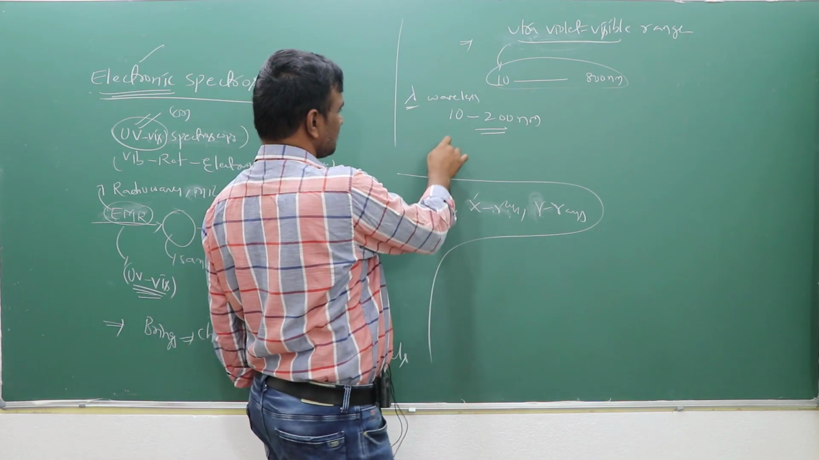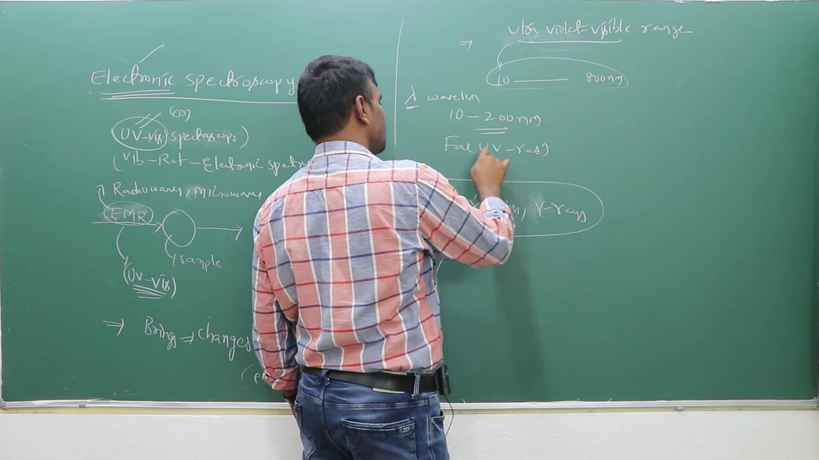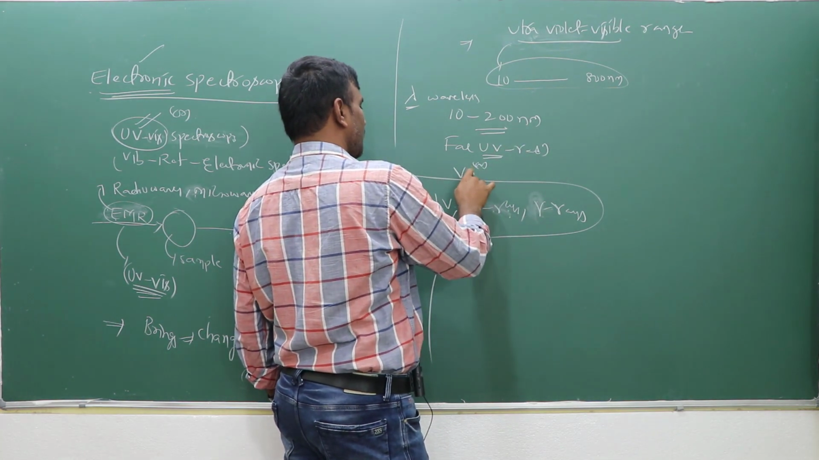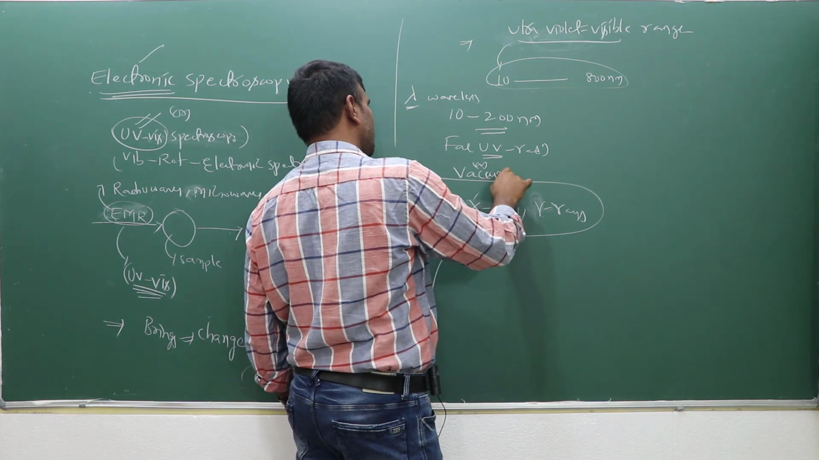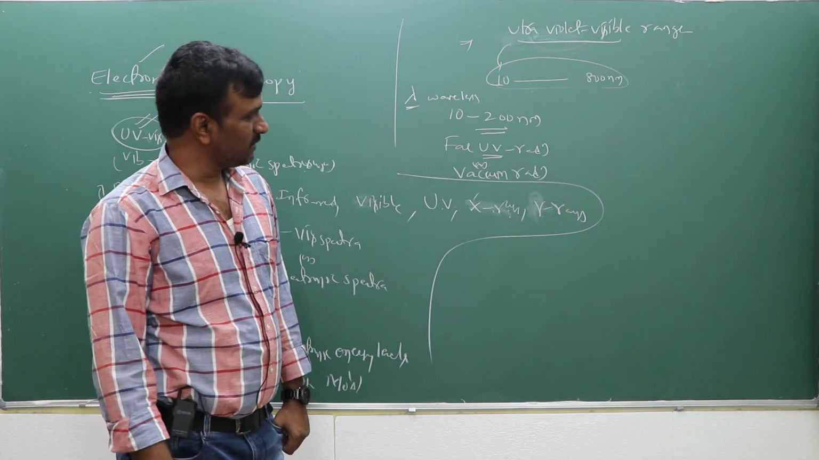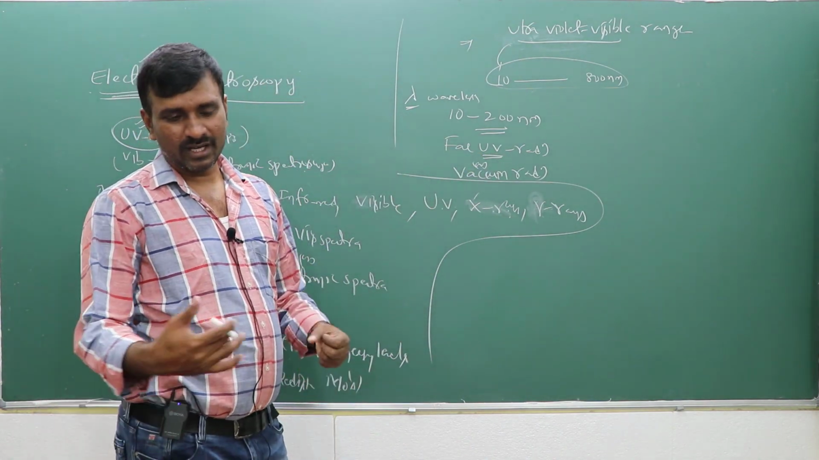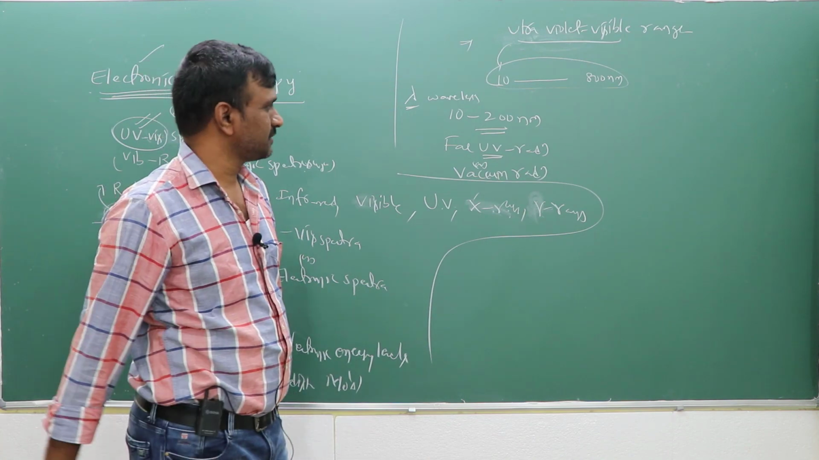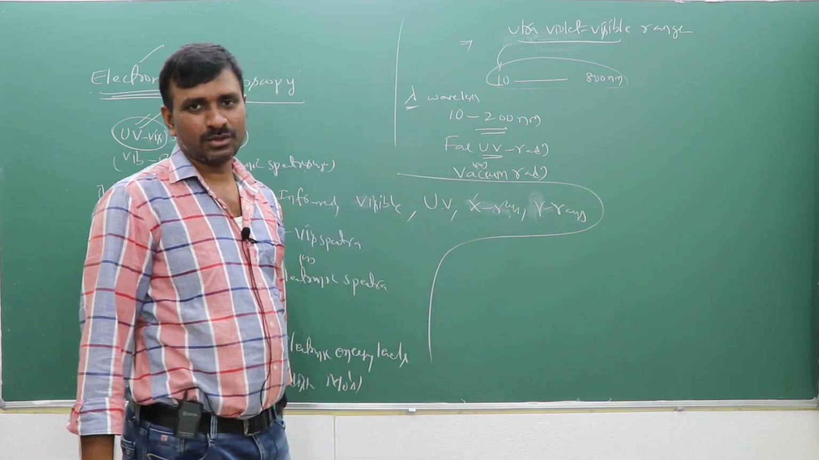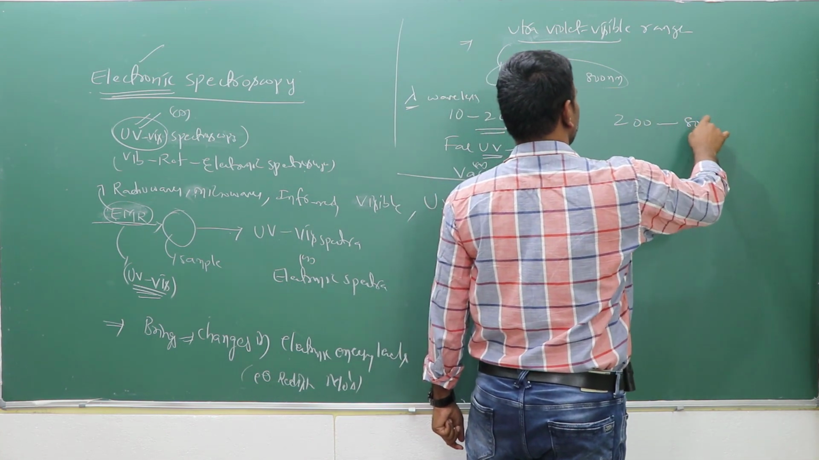That radiation is considered far UV or vacuum UV radiation. Far UV is the powerful radiation, and powerful radiation means more energetic. That is 10 to 200. Again, 200 to 800 nanometers radiation.